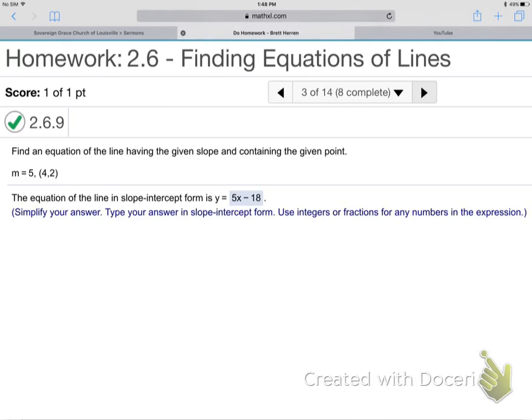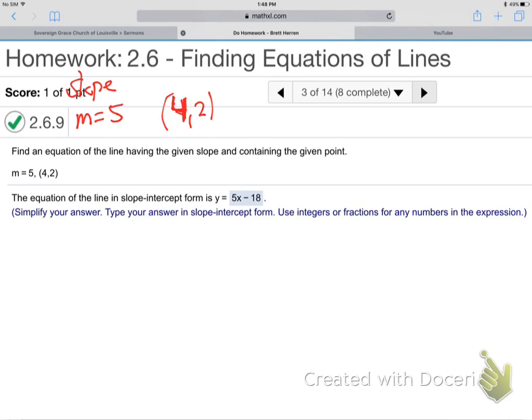Now, they're giving me m equals 5. What is m? Slope. They always use m for slope. I think it comes from some French word which means slope. So some French guy told me a long time ago, so I believe it. Because I always thought, why do they use m for slope? Why don't they use s? Well, anyway, so m means slope. So whenever you see m, it's slope. And then they give me the point (4, 2).